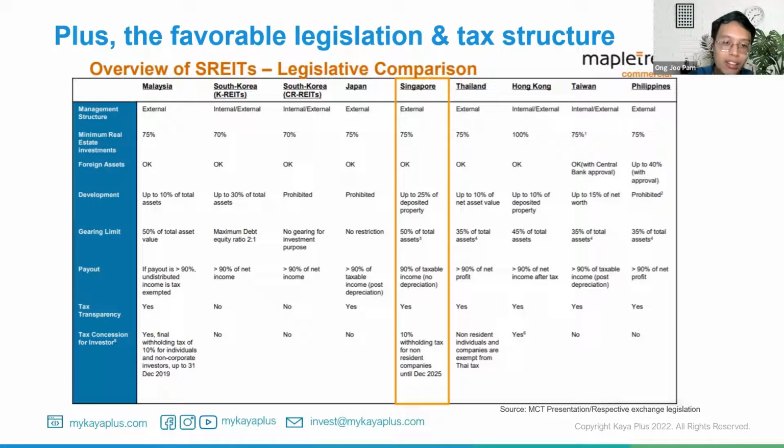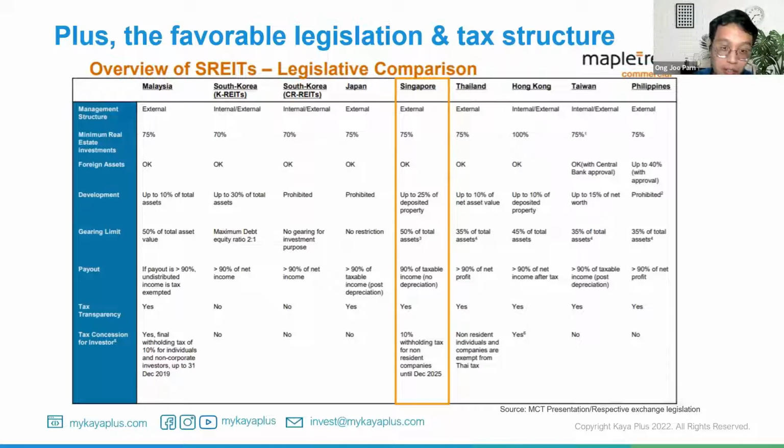So from the first stage in terms of the tax concession comparison, Singapore is already leading ahead. Even if you are buying 100 ringgit worth of Malaysia REIT and also 100 ringgit worth of Singapore REIT, if they pay out 1 ringgit of dividend, you get 90 cents from the Malaysia one because there's a 10% tax from Malaysia.